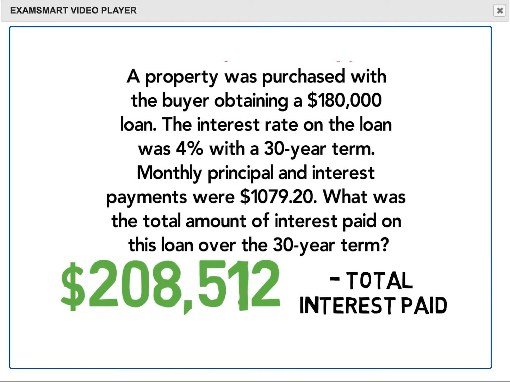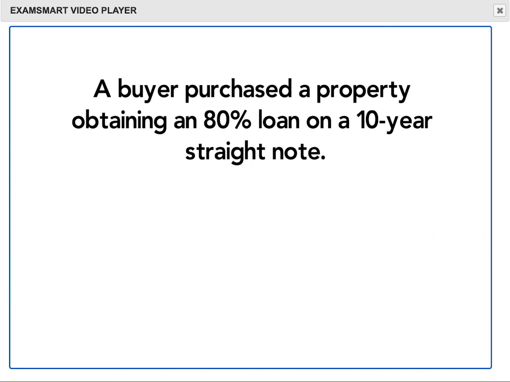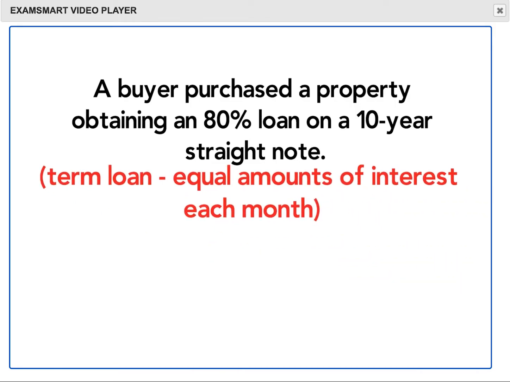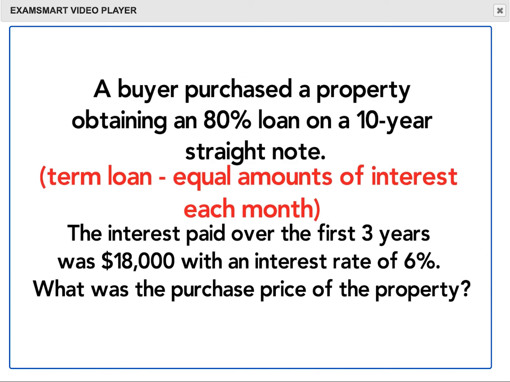Let's say a problem says that a buyer purchased a property obtaining an 80% loan on a 10-year straight note. A straight note is also called a term loan, which means we have equal amounts of interest each month. The interest paid over the first 3 years was $18,000 with an interest rate of 6%. Remember, interest rates are always quoted on an annual basis. What was the purchase price of the property?